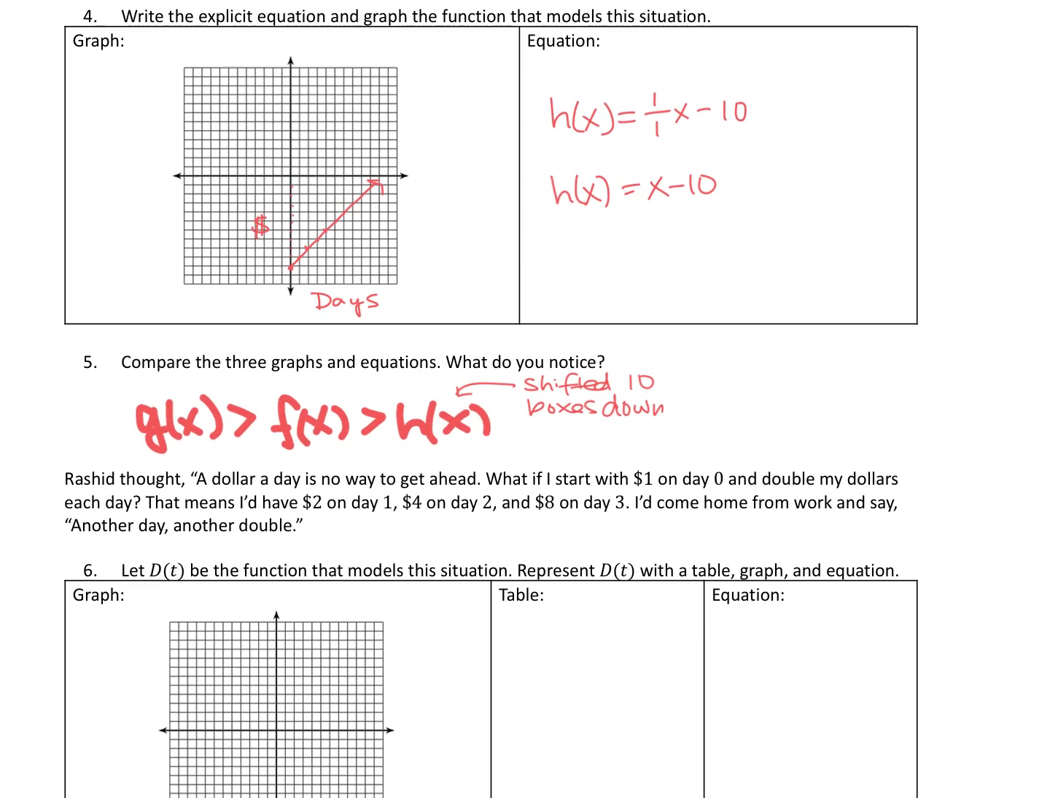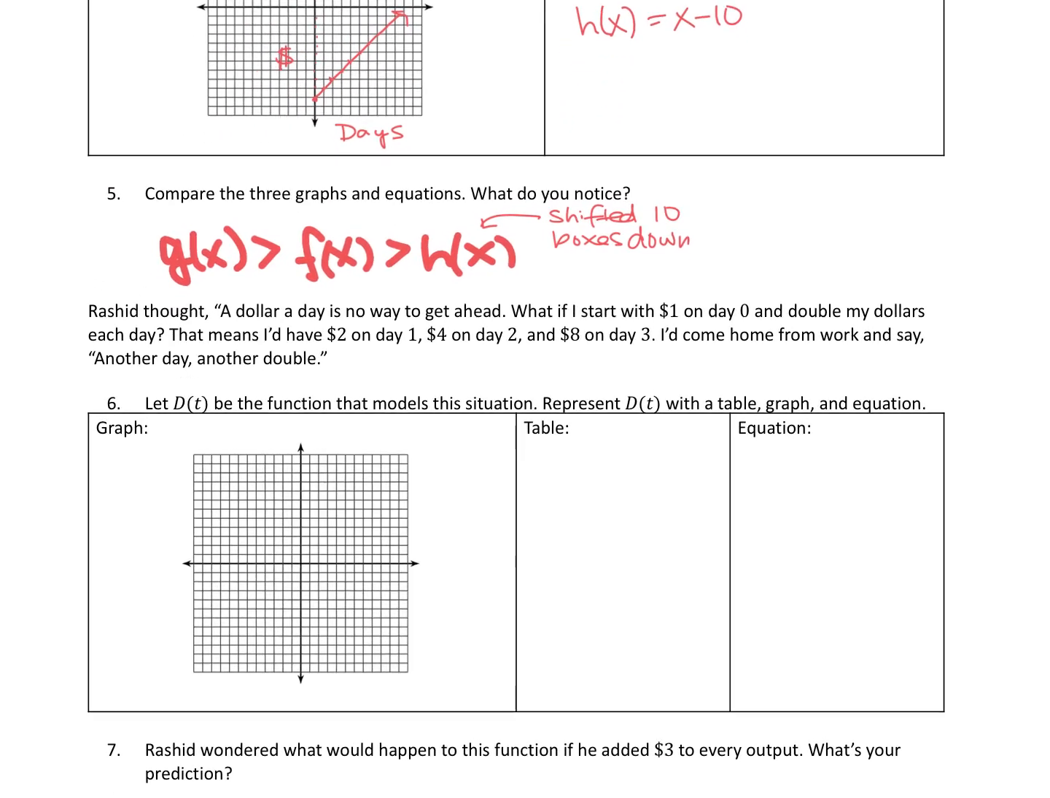Number 6. Rashid thought $1 a day is no way to get ahead. What if I start with $1 on day 1 and double my dollars each day? That means I'd have $2 on day 1, $4 on day 2, $8 on day 3, and so forth. I'd come home from work and say, another day, another double.